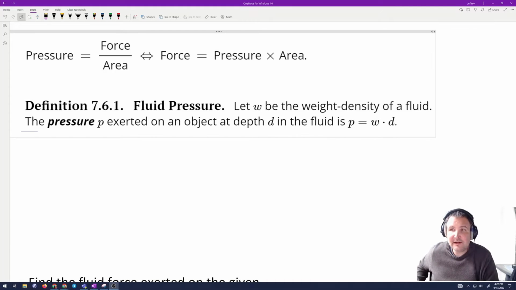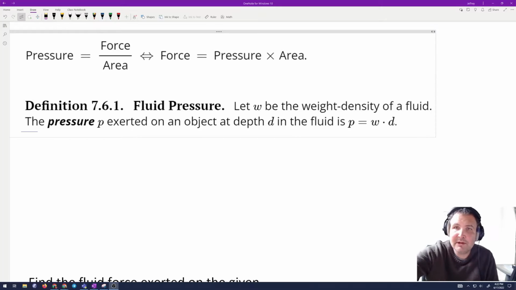Let's take a look at how to use integration to find the fluid forces on a submerged object in a fluid. As you can see here, we have some guiding formulas that we need to know from physics. That pressure is the force divided by area, which means the force is the pressure times the area. So if we imagine a submerged item, we have a certain amount of pressure on it, and the item takes up a certain amount of area.